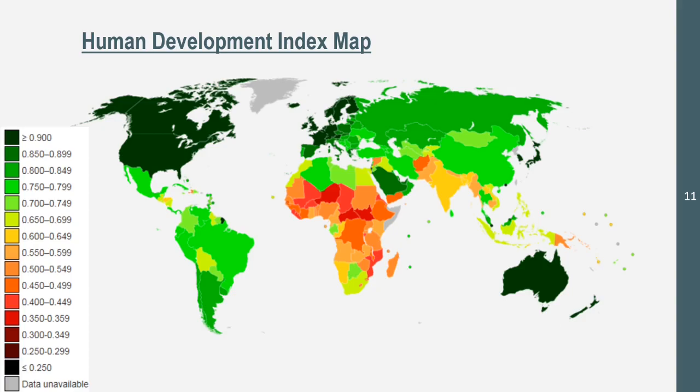Now, what is an outlier? Identify a country that is an outlier when it comes to human development.